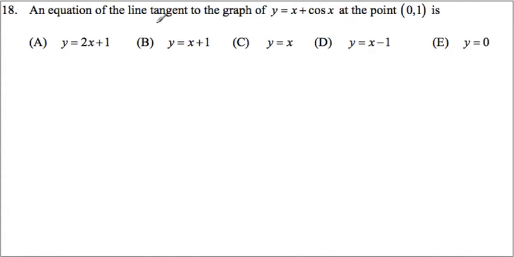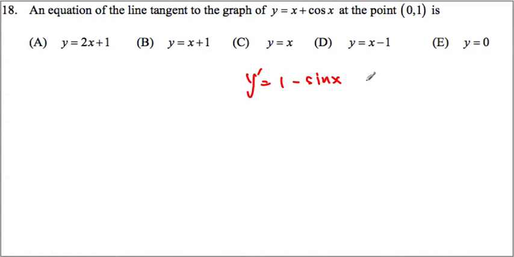Alright, we're looking at the equation of the line tangent to this graph at the point (0, 1). Then we have to find the slope. What is the slope here? y prime. The derivative of x becomes 1. The derivative of cosine becomes negative sine of x.